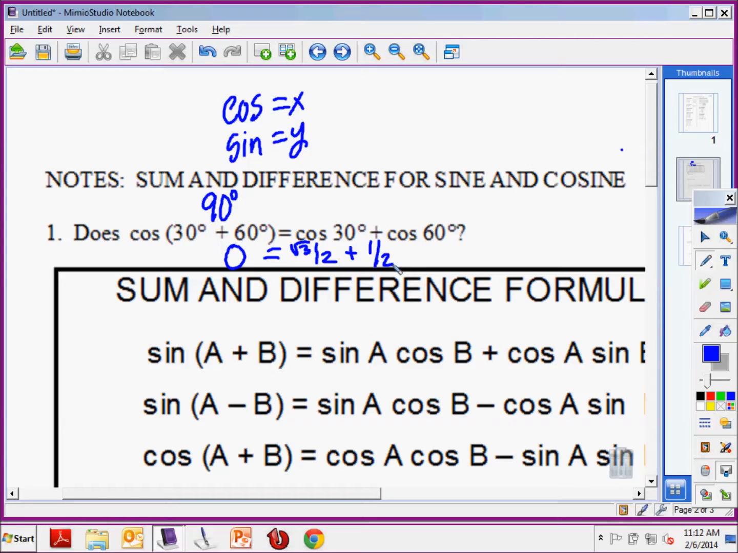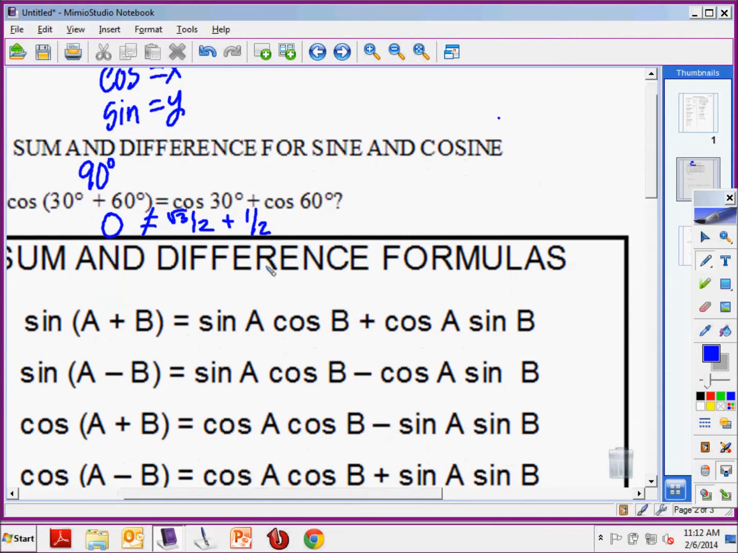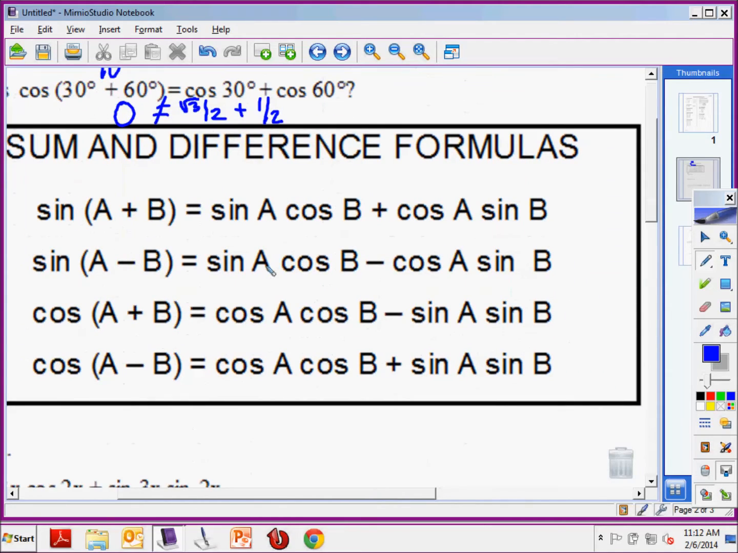No. That's not an equivalent statement. 0, the only thing 0 is equal to is itself. So therefore, this is not an equivalent statement. That's why you just can't add the two angles together to find that value. Okay? So what we do have is formulas that make it possible to add them together.